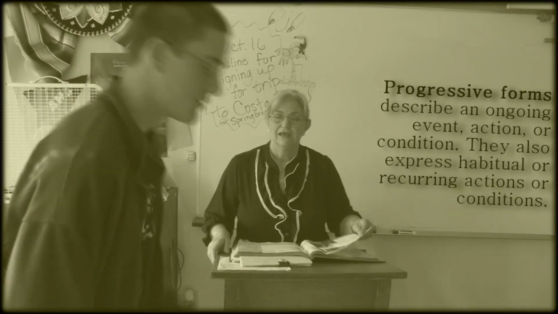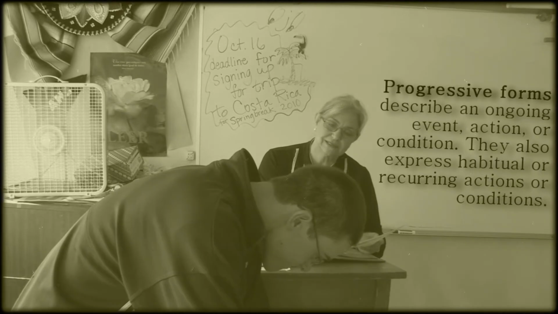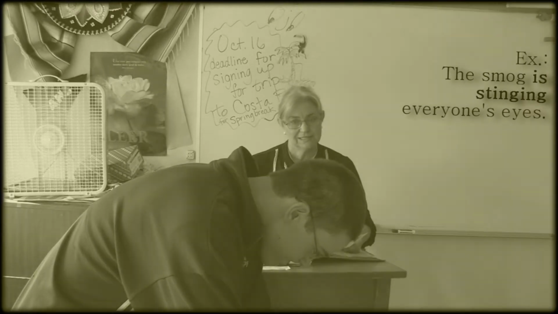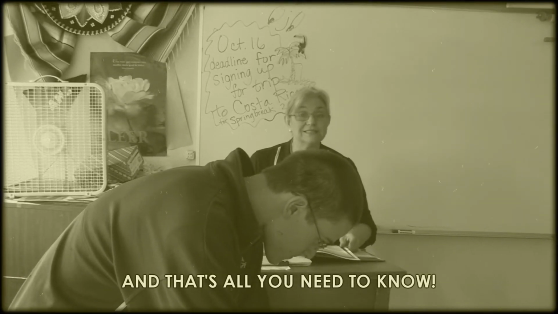Progressive forms describe an ongoing event, action, or condition. They also express habitual or recurring actions or conditions. For example, the smog is stinging everyone's eyes. The octostacker is clogging my veins. Es todo que necesitas saber.